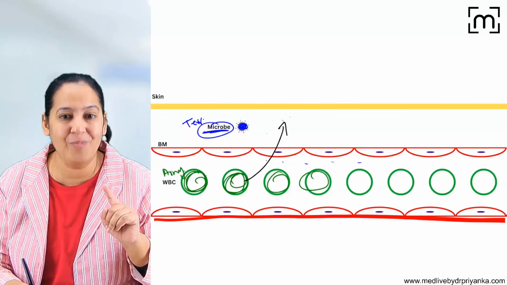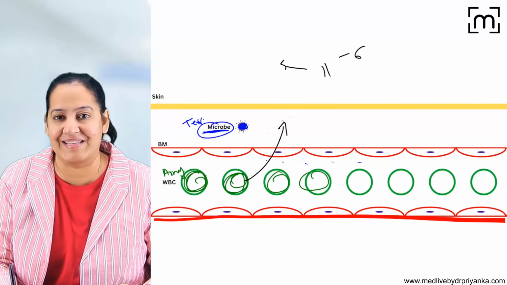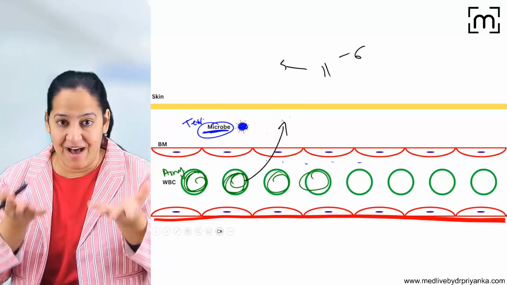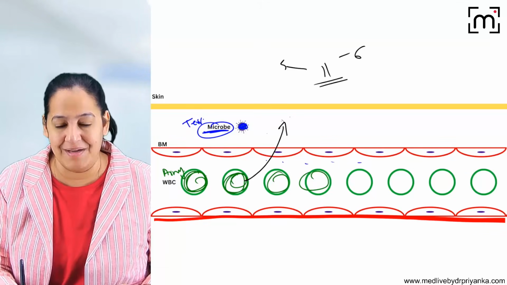To take the WBC out, there are 11 steps: 5 vascular and 6 cellular. It is not a one-step procedure. We will not just ask the WBC to jump out. No, it's not like that. It requires 11 steps. So you got my point.